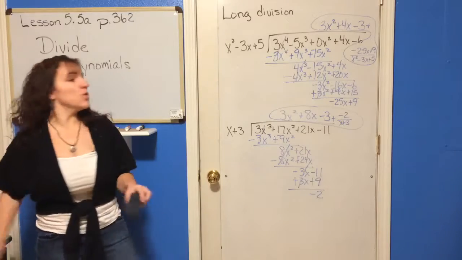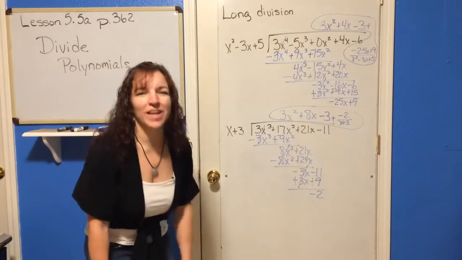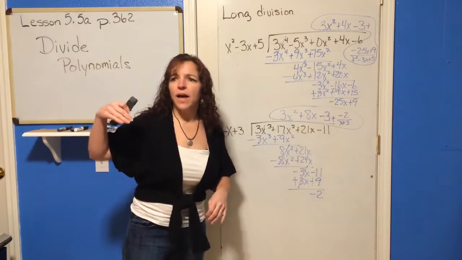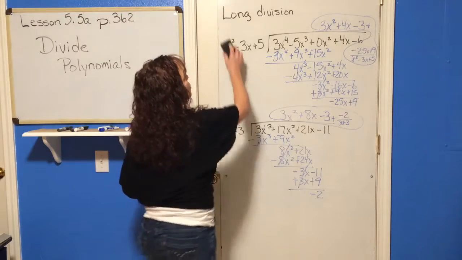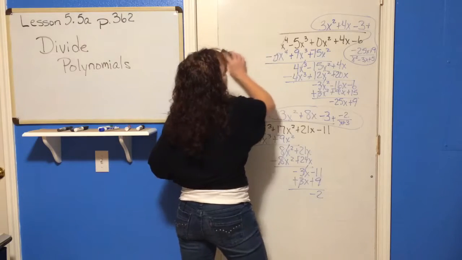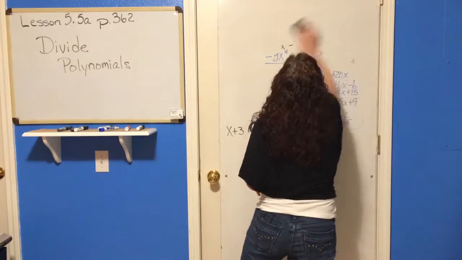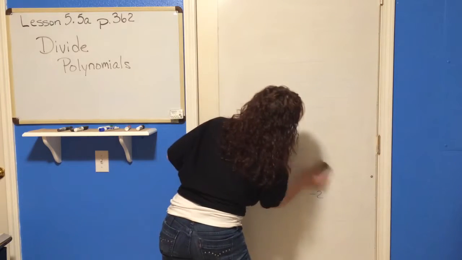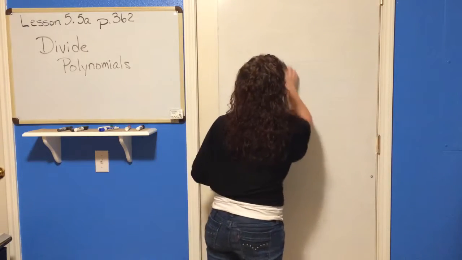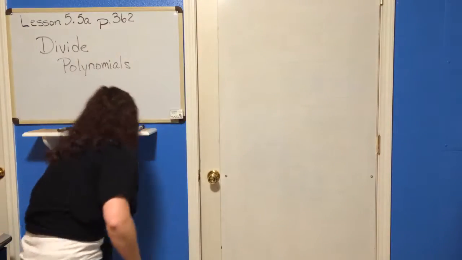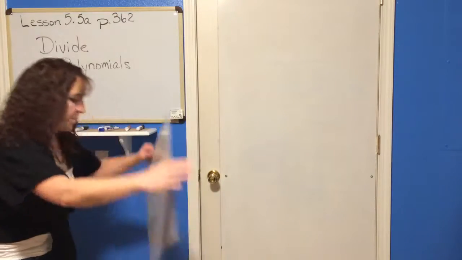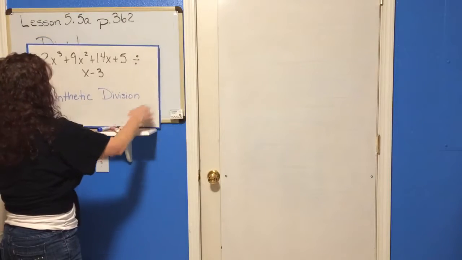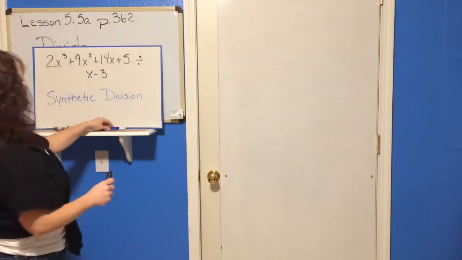All right, so now you're saying, oh, there's got to be an easier way, and I'm saying, yes, there is. Just like we did synthetic substitution before, we can do synthetic division. So that was long division, and in regular dividing just real numbers, that's really all you can do. But with polynomials, we're going to use synthetic division to divide this problem.